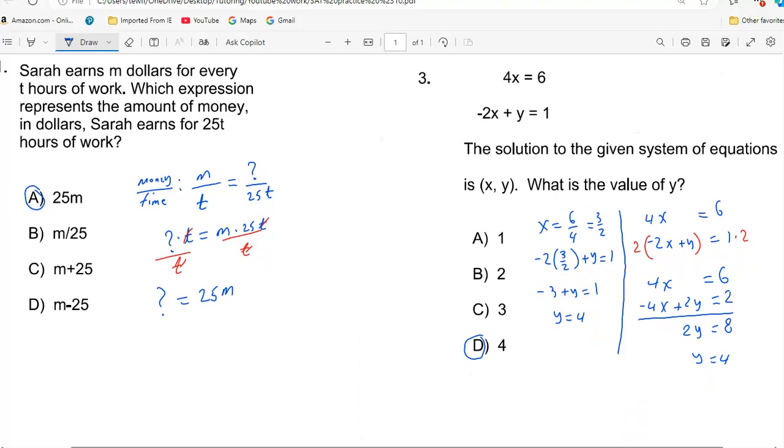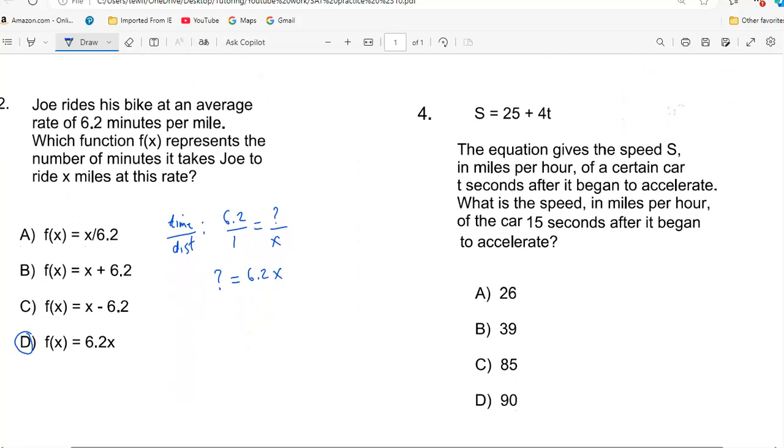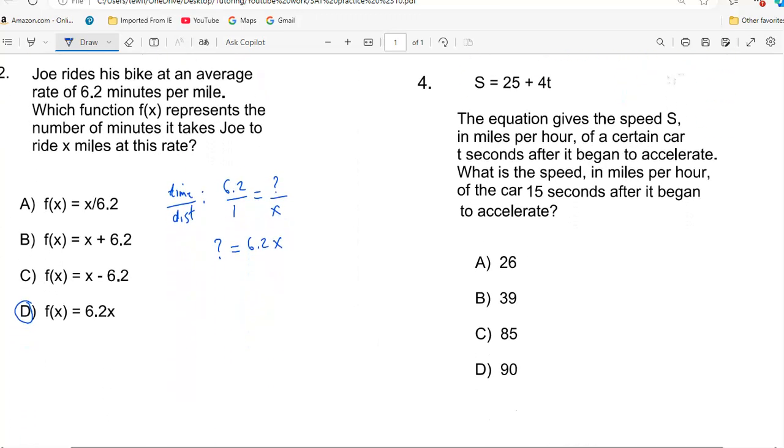Let's see what we have for the last problem here. Give it a try. For this one, s equals 25 plus 4t. The equation gives the speed s in miles per hour of a certain car t seconds after it began to accelerate. What is the speed in miles per hour of the car 15 seconds after it began to accelerate?